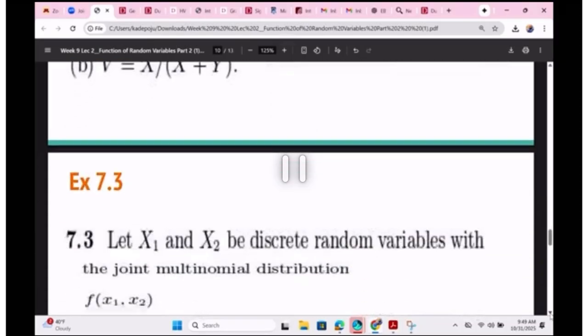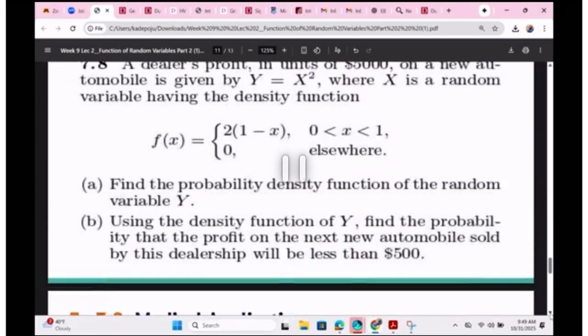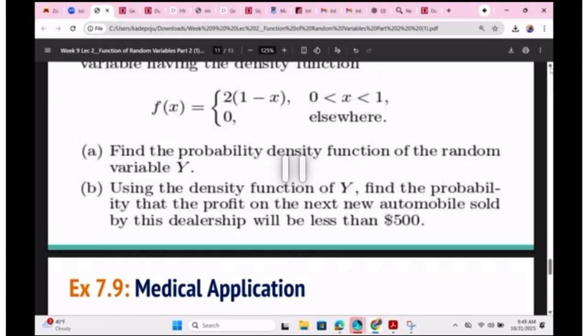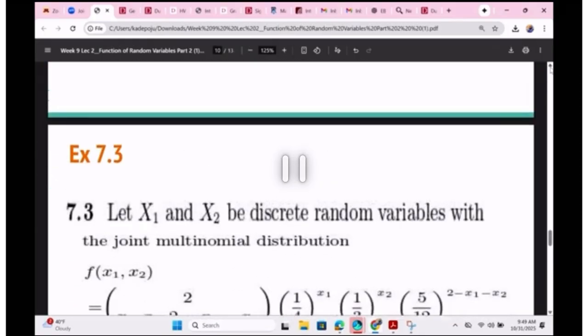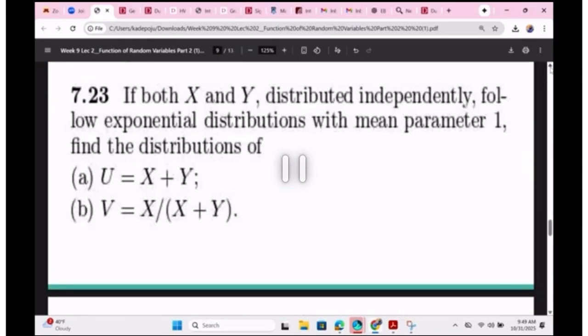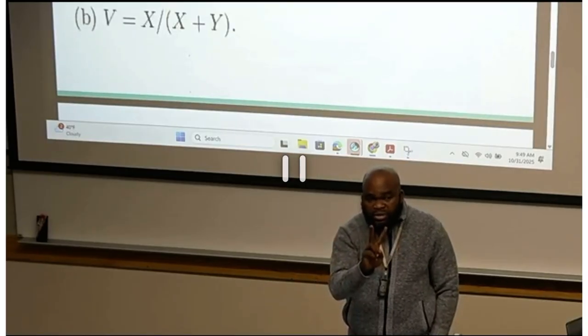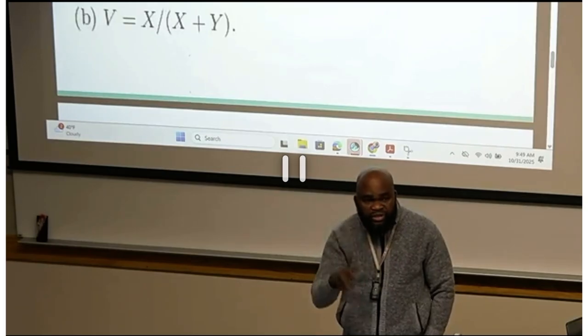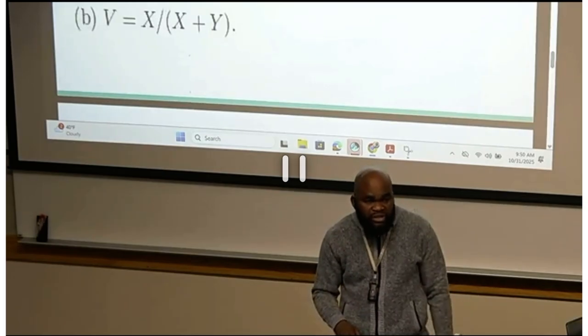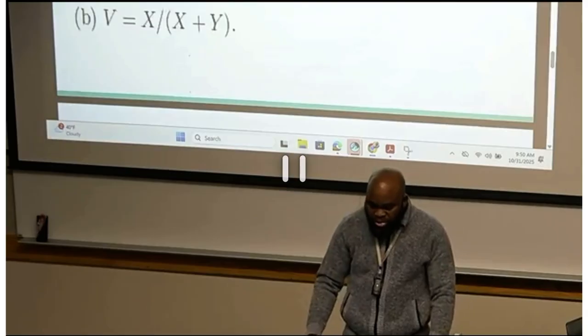My TA is going to walk you through some exercises I put here. But in my next class, before I start the next topic, I'm going to walk you through the method of transformation involving 2 variables to 2 variables. That will involve a Jacobian matrix when I have 2 variables. Here we did not have a Jacobian matrix. So I'm going to walk you through that.